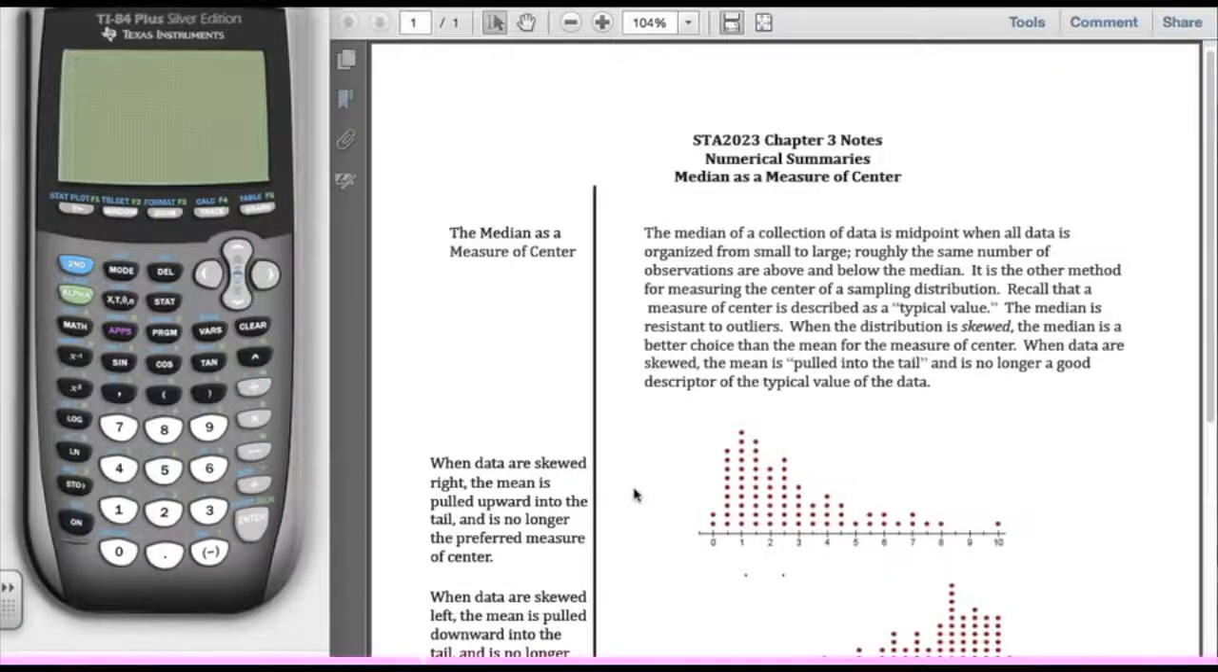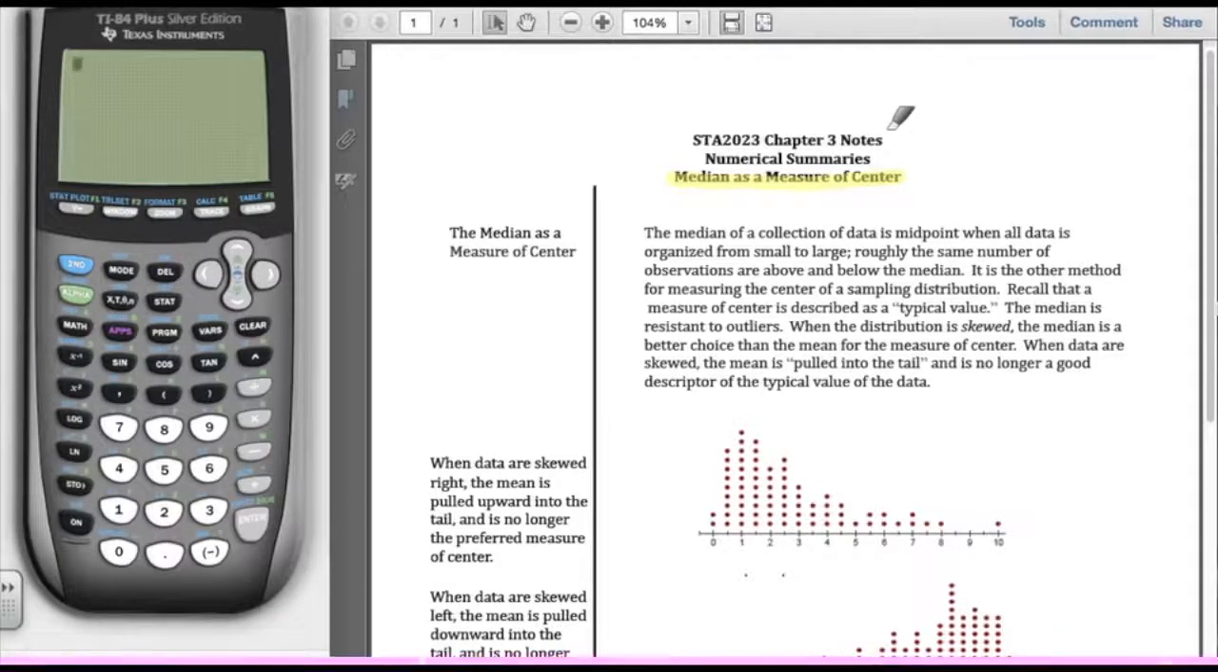So far in Chapter 3, we've discussed what to do with symmetric distributions. Now we want to begin to focus on distributions that are skewed. We've seen before that if the distribution we see is symmetric, we're going to use the mean as the measure of center. However, when we see a skewed data set, it's our preference to use the median.